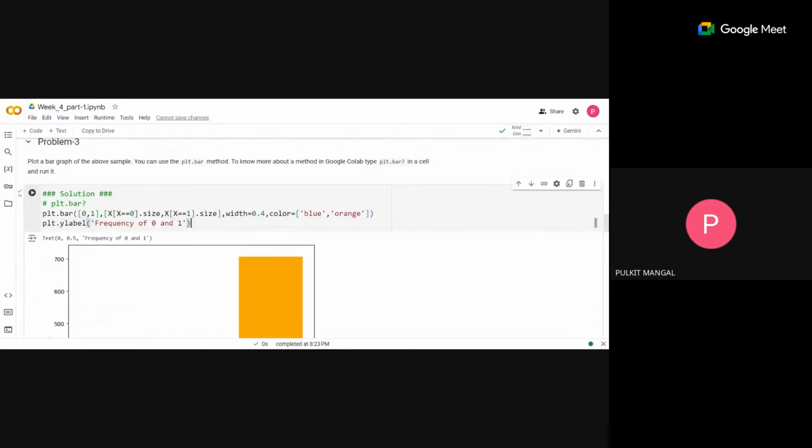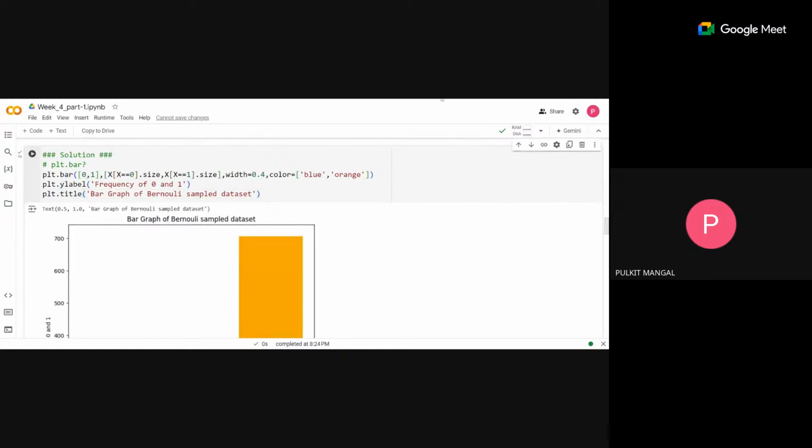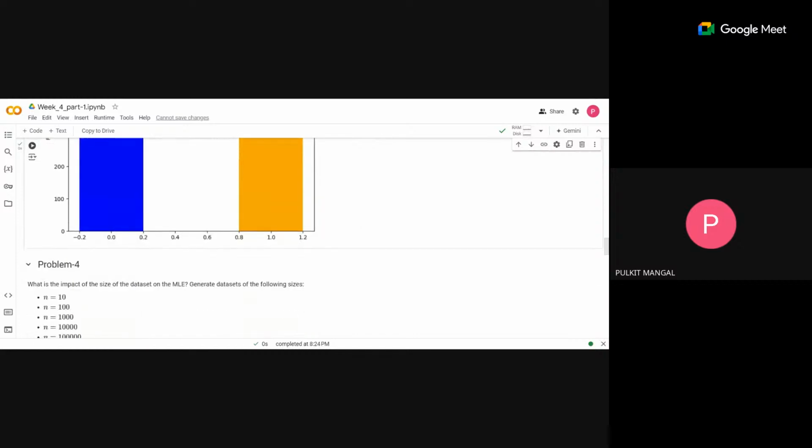And there's more, you can decorate it with plt.title. That is, bar graph of Bernoulli sample data set. So it will give this title to this graph. It is a small decoration I'm doing, nothing new. So I hope this bar graph creation is clear to everyone, how you create the bar graph.